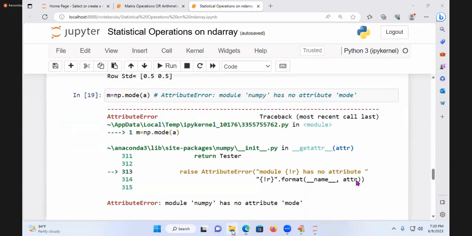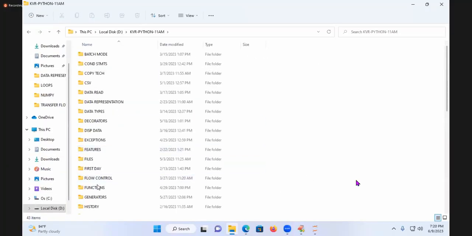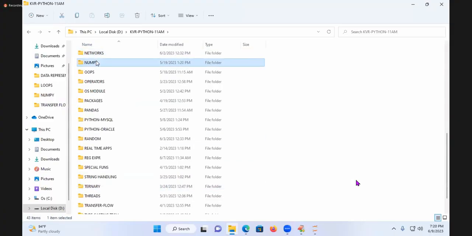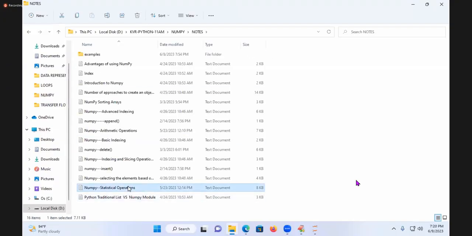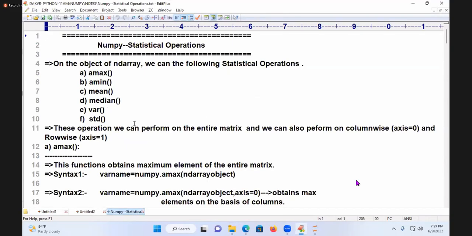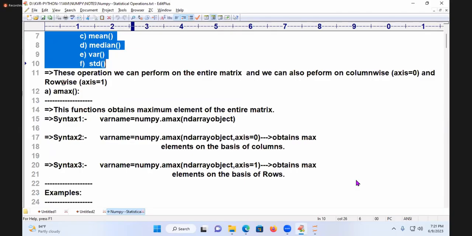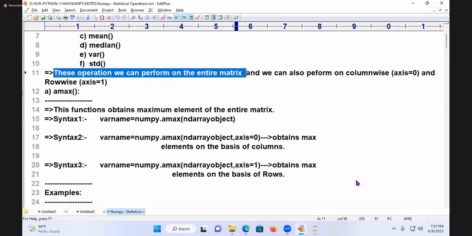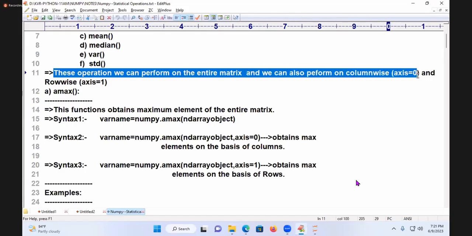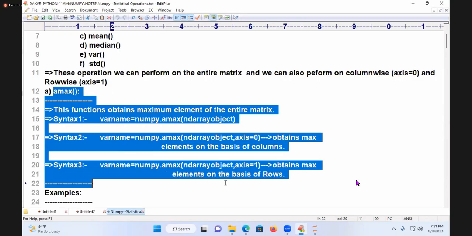Statistical operations. For a minute, I'll show you the same documentation once so that it will be more clear for you. If I go to NumPy, statistical operations, it will be easier for documentation purposes. See that carefully once, everybody. On the object of ND array, we can perform the following operations. We can perform these on the entire matrix, column wise with axis equal to 0, and row wise also. Axis 0 means column, axis 1 means what? Yes. A max. See that?